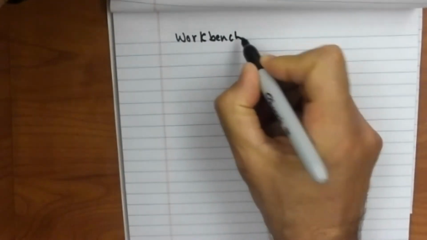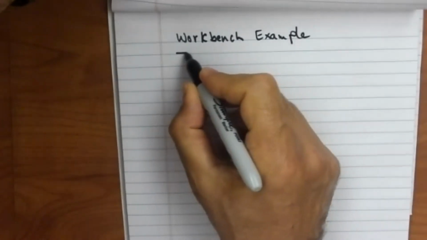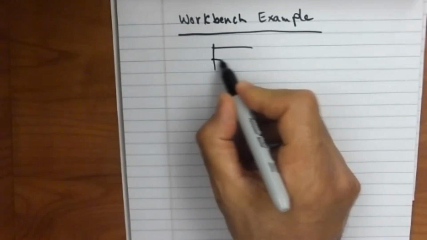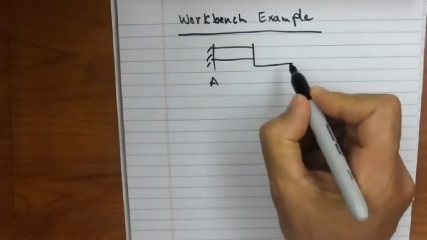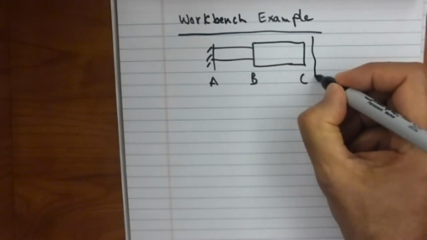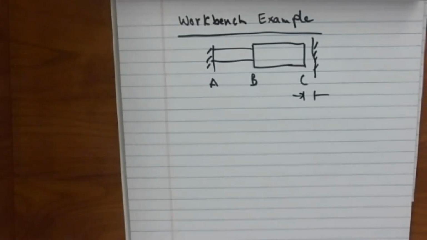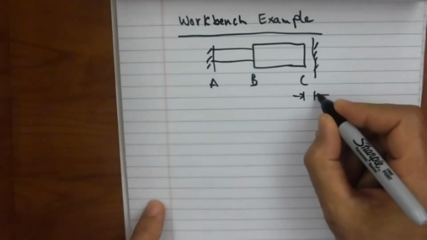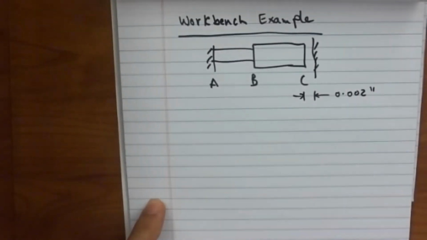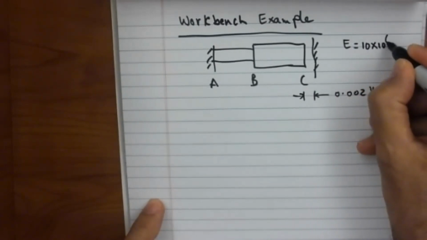So it is important to know what we are doing here. We have these two pieces fixed at A, B was free to move, and at C we had this wall, and we know that there is a gap between the wall and the C. This gap, or distance or displacement, was equal to 0.002 inches. We know the material property was given, E as 10 times 10 to the power 6 PSI.